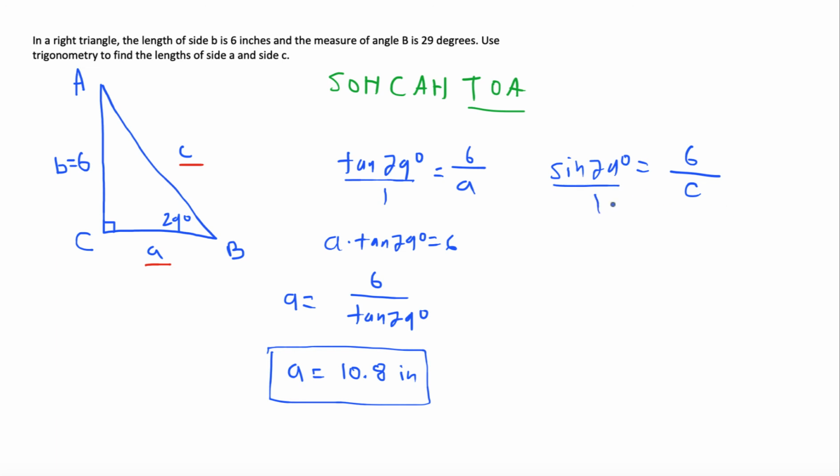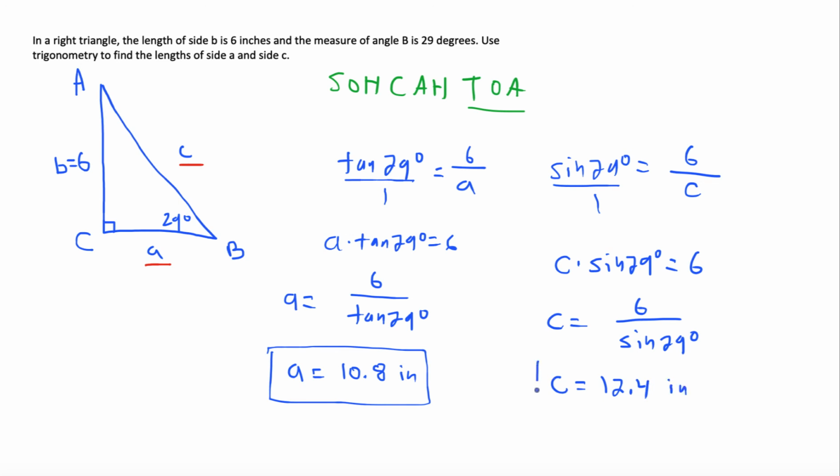Now we'll cross multiply these. Remember, we want to solve for C, right? So C times the sine of 29 degrees is equal to 6, and when we divide it over, C will equal 6 divided by the sine of 29 degrees. Once again, using our calculators, we round this to one decimal value, we get 12.4 inches in this case.